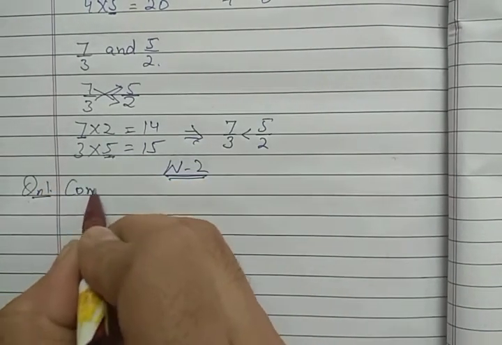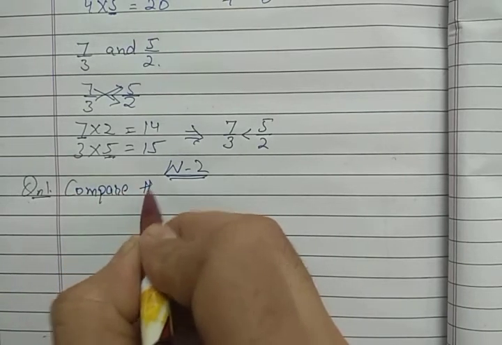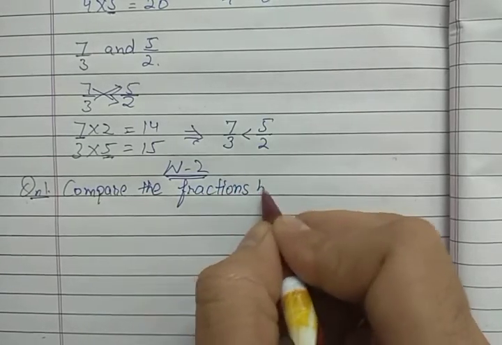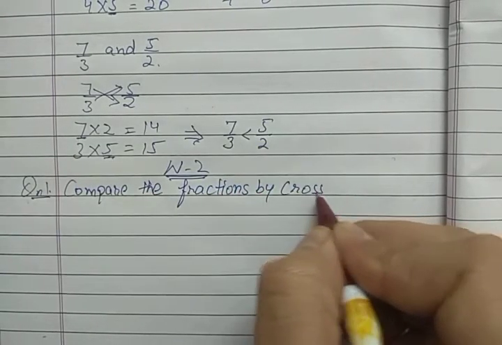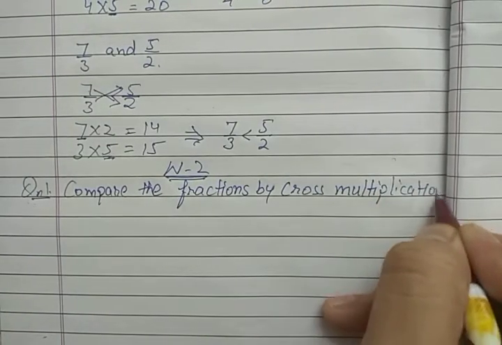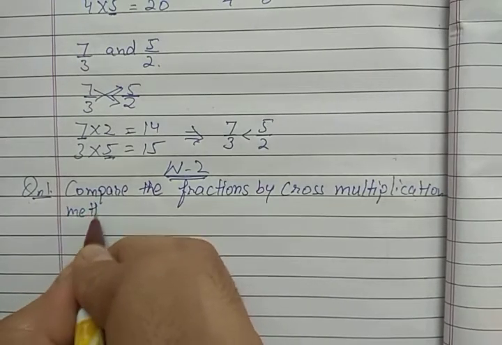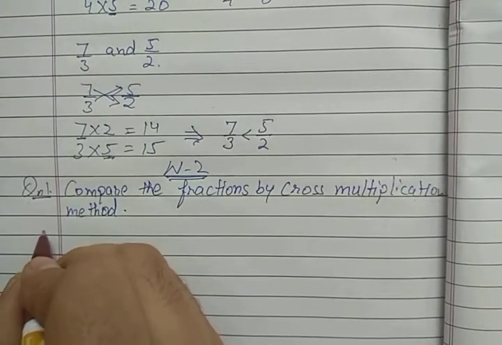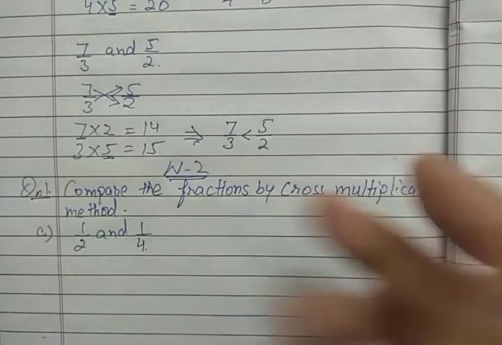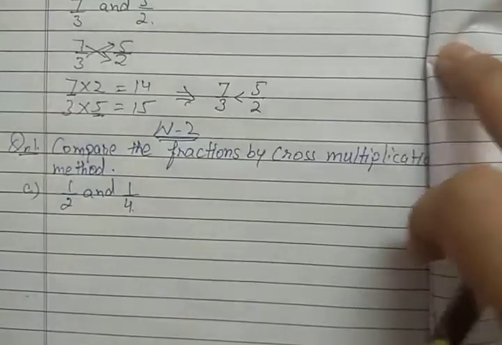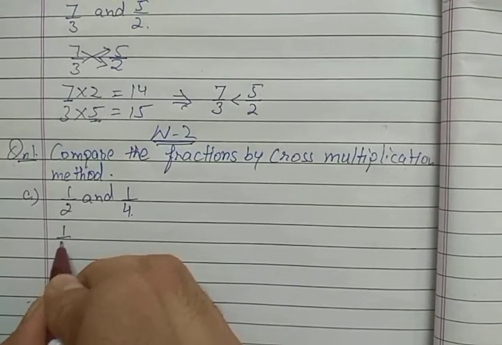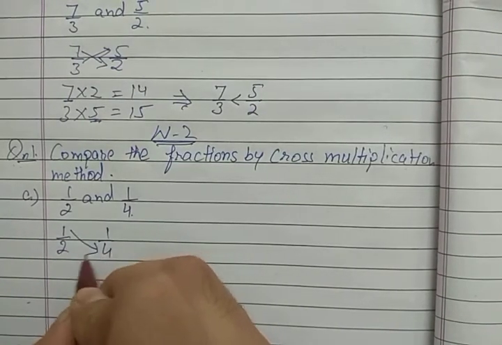So question is compare the fractions by cross multiplication method. So here is the A part, that is 1 upon 2 and 1 upon 4. So here what we have to do is we have to cross multiply them. So 1 upon 2 and 1 upon 4, cross multiply them.